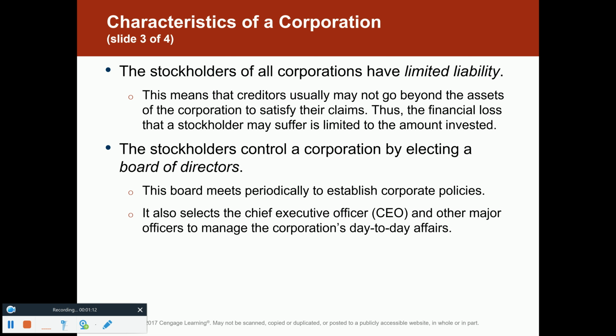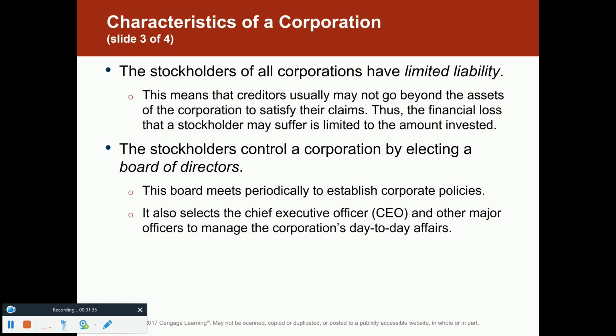Okay, the stockholders of the company, they have limited liability, meaning that the creditors, if anybody comes after the corporation, they can't go beyond the assets of the corporation to satisfy their claims, meaning they can't attach the personal assets of the shareholders. And so that's what we mean by limited liability.